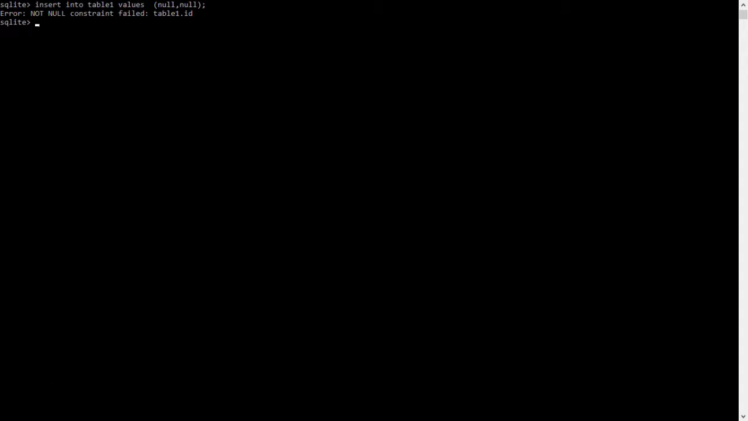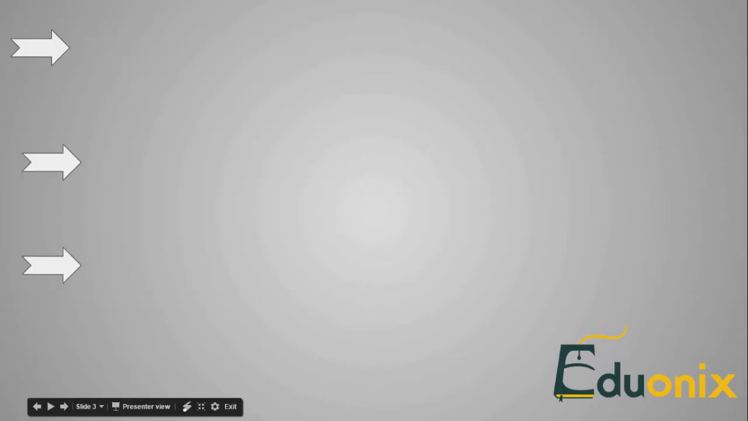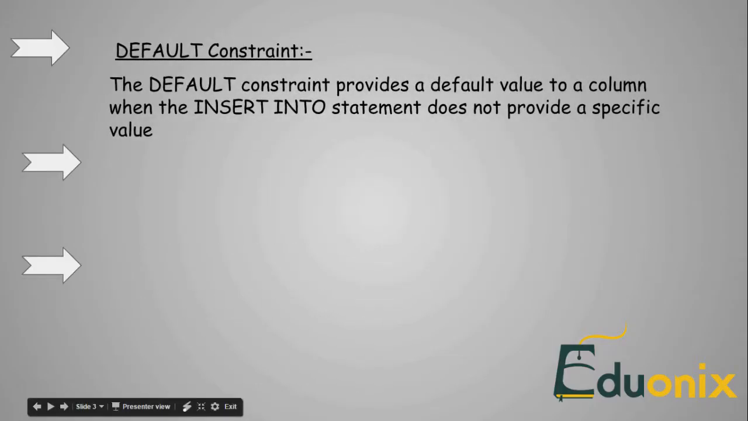Now let's see another constraint. The next constraint is the default constraint. The default constraint provides a default value to a column when the insert into statement does not provide a specific value. For example, there is a city Delhi which I want as a default value to be present everywhere unless I give any value for the city. So for example, if I provide Mumbai as a city, Mumbai will be stored under that column. If I do not provide a value, the default city will remain Delhi.